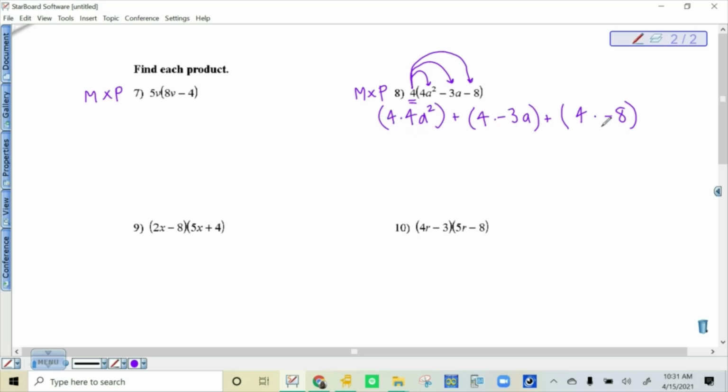Let's simplify these three pieces. What's 4 times 4a squared? Yeah, 16a squared plus, what's 4 times negative 3a? Plus 4 times negative 8? Yeah, negative 32.